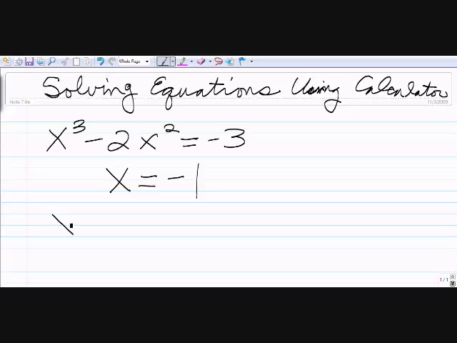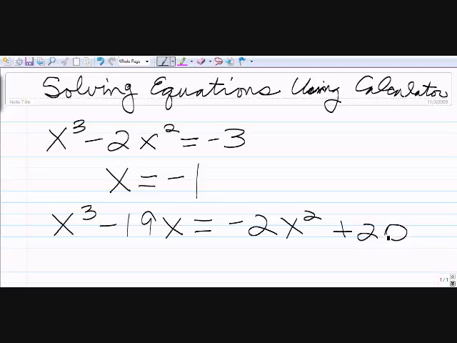All right. So let's try another one. X cubed minus 19x equals -2x squared plus 20. Okay, so let's put the x cubed minus 19x in y1 and -2x squared plus 20 in y2. And yeah, -2x squared. I want this parabola to go upside down.